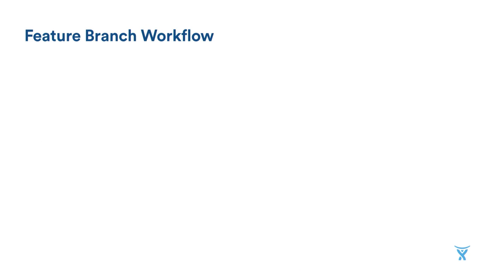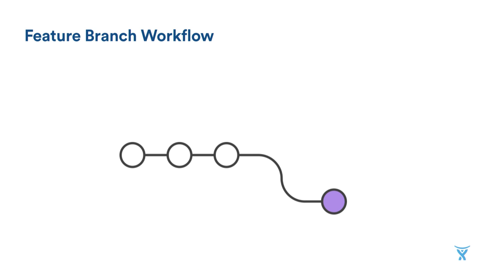Before I can explain what pull requests are, I first have to explain the Git feature branch workflow. So here you have your master branch, where the white circles represent commits to the master branch. And typically, the code on master can be deployed to production at any time, or it's already in production. And let's say you want to create a new feature or fix a bug. You would create a new branch off of master, represented by the purple circle.